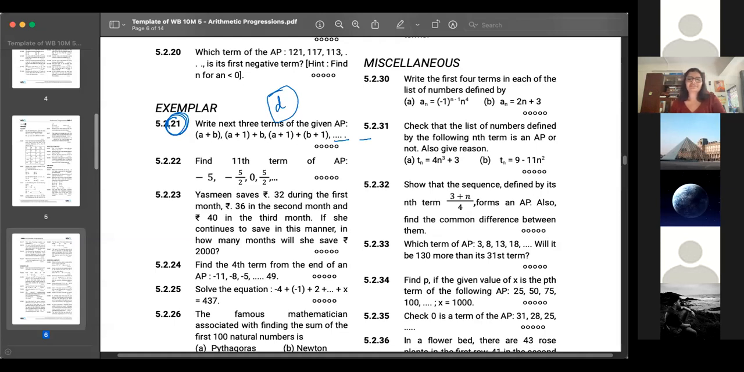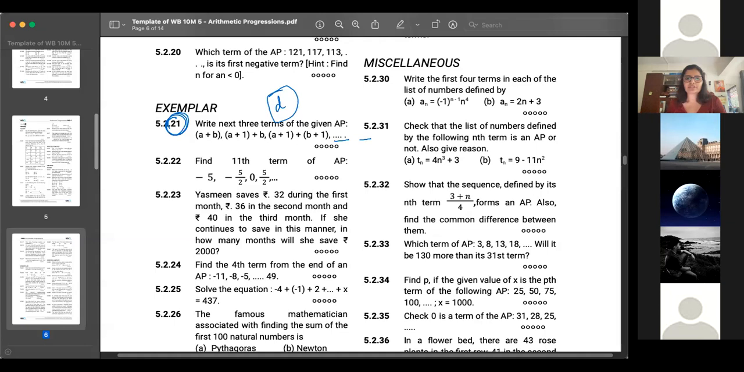Dhruv, where did you get confused? Like randomly 4 plus B कैसे आया? Oh, Dhruv got disconnected. Okay.